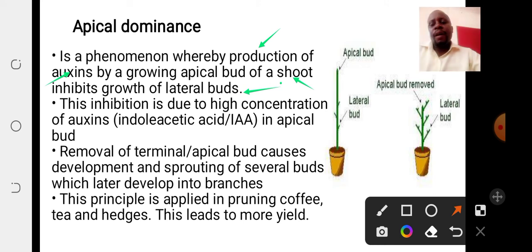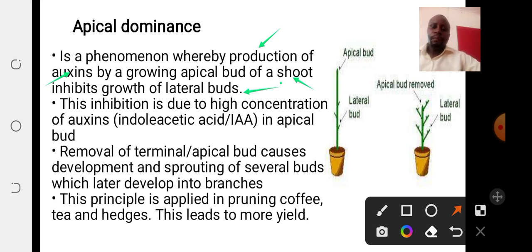The high concentration of auxins which are produced by the apical bud will inhibit or will prevent the lateral buds from forming. So what happens when the terminal bud or the apical bud is removed? So when the apical bud is removed, it will now cause sprouting of several lateral buds, which will lead to formation of branches. Okay, and this principle is usually applied when pruning coffee, tea, and hedges. This leads to production of more yields.